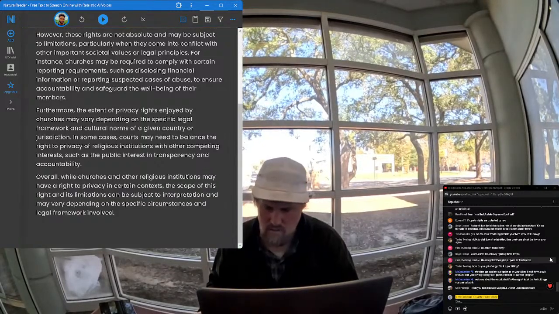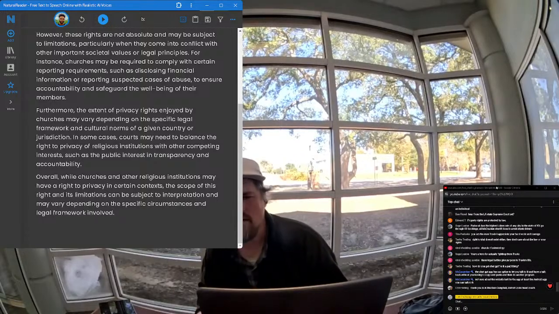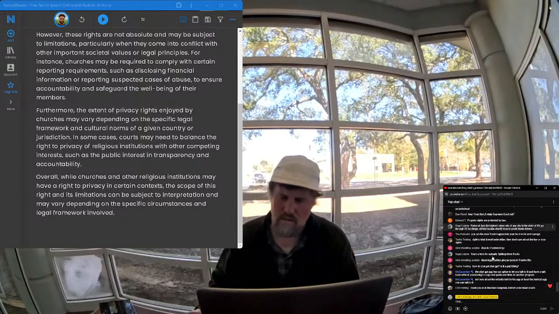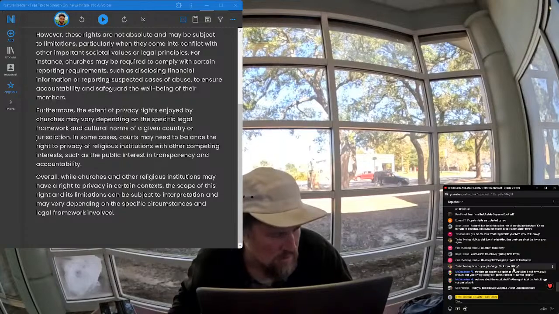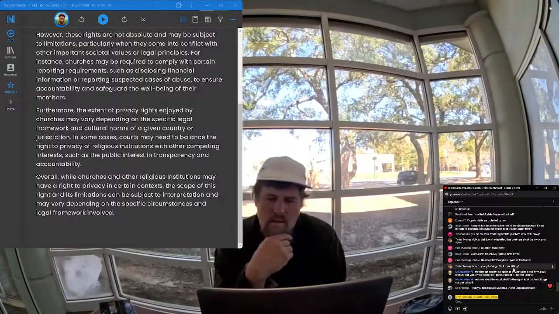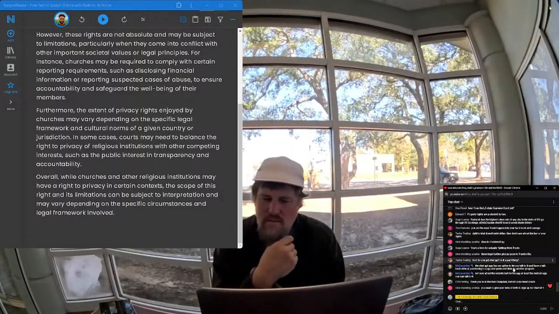Okay, I'm not seeing anything about churches having a right to kick me off the property in the name of privacy. I don't see that anywhere. That's ChatGPT giving that answer. Did they crawl the wrong space?